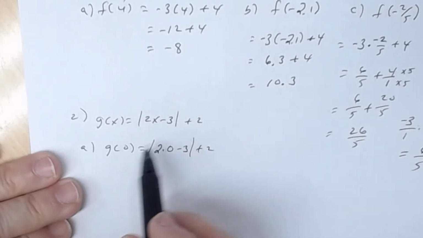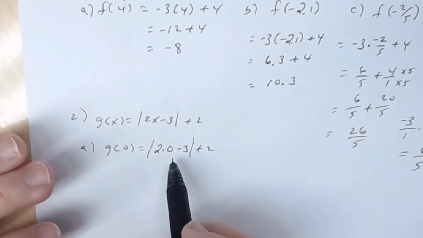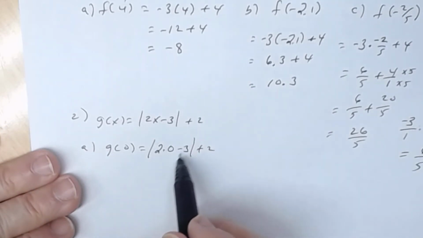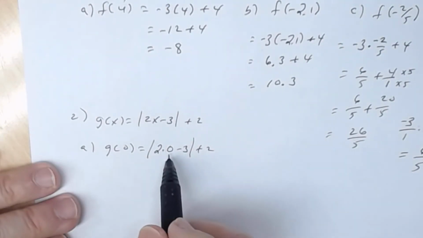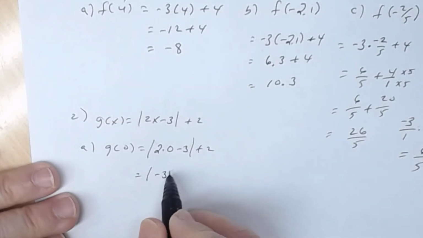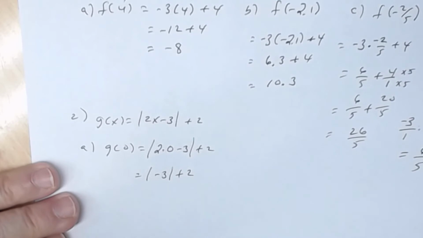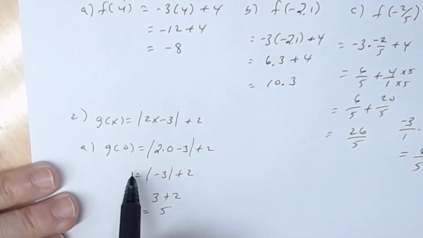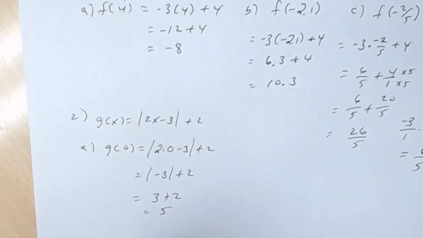Now remember, you got to treat the absolute value bars like a grouping symbol. So I'm going to do what's inside this grouping symbol first. So 2 times 0 is 0, and then 0 minus 3 is a negative 3. So I get the absolute value of negative 3, though. And you got to remember that the absolute value of a negative 3 is a positive 3, not a negative 3. And then positive 3 plus 2 is 5. So g of 0 is 5. So I'm going to put 5 right here.